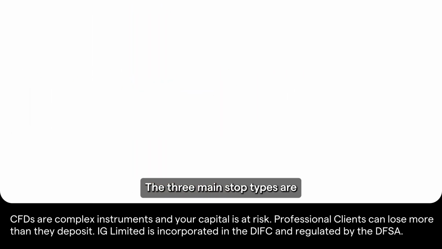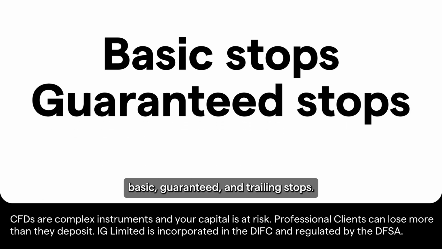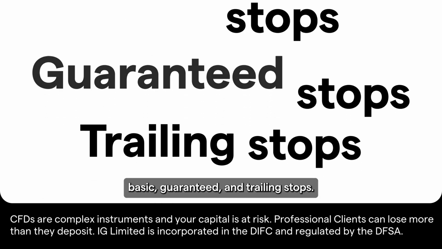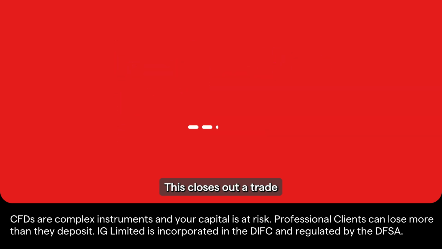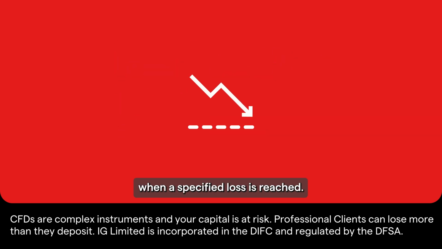The three main stop types are basic, guaranteed, and trailing stops. The most widely used is a basic stop-loss order. This closes out a trade when a specified loss is reached.